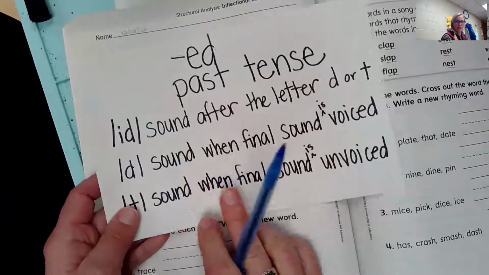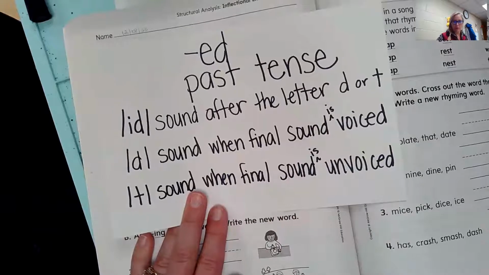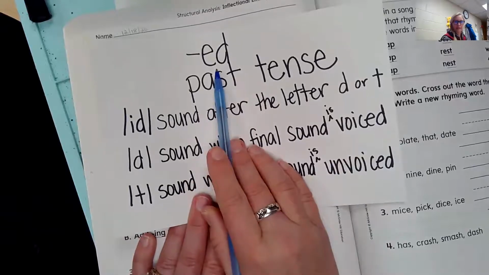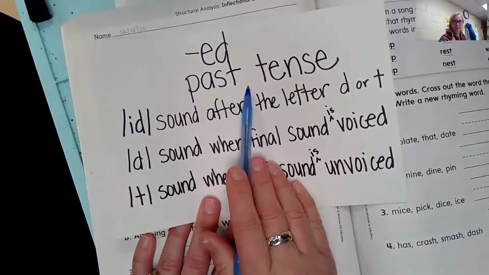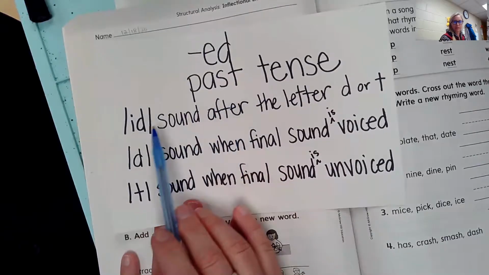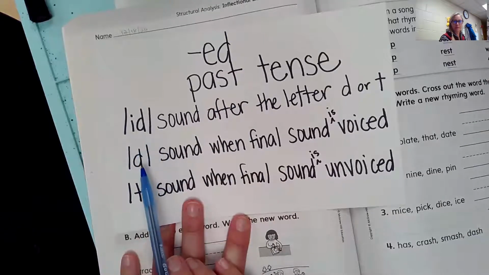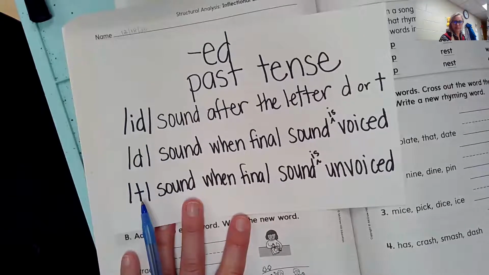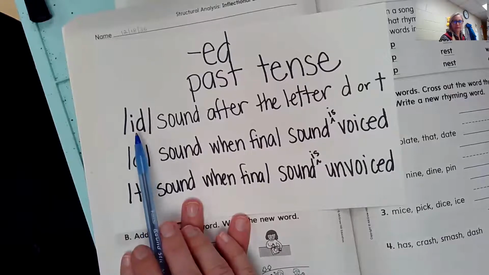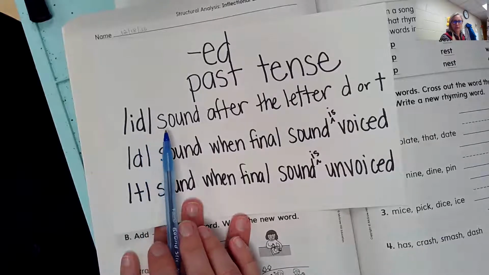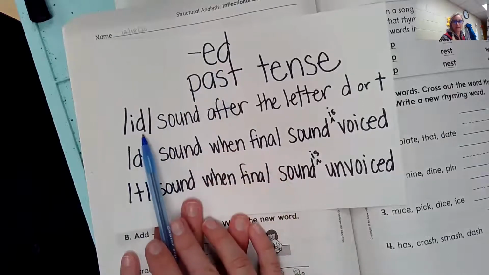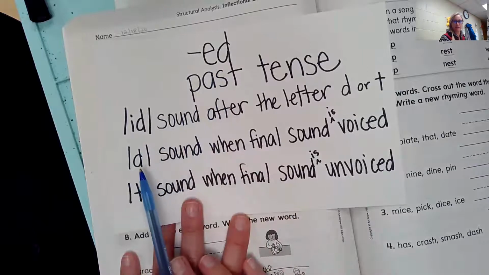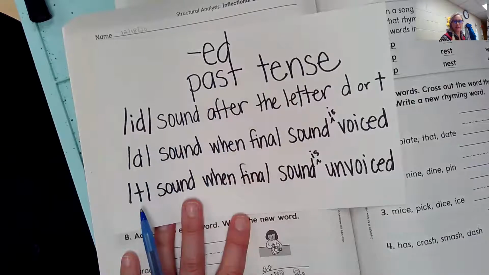Now I want to talk about ED for just a quick second before we go on, because ED can make 3 sounds. When you add ED to the end of a word, it does mean past tense or already happened. It's happened in the past. Now, ED can make 3 sounds. It can say id, d, or t. Okay, so it sounds like id. Now, you're still writing ED. You write ED, but it sounds like id. You write ED, but it sounds like d. You write ED, but it sounds like t.